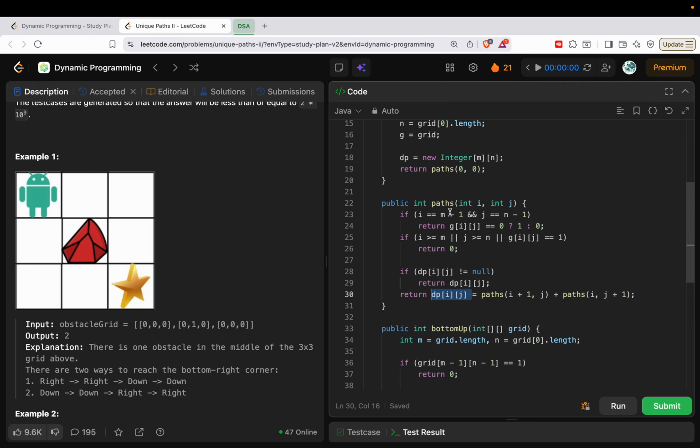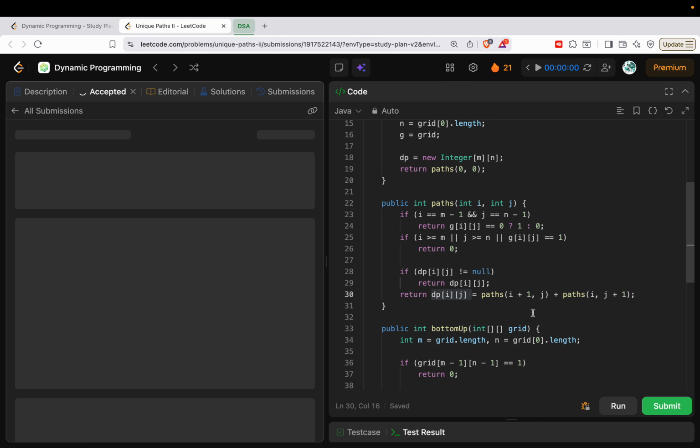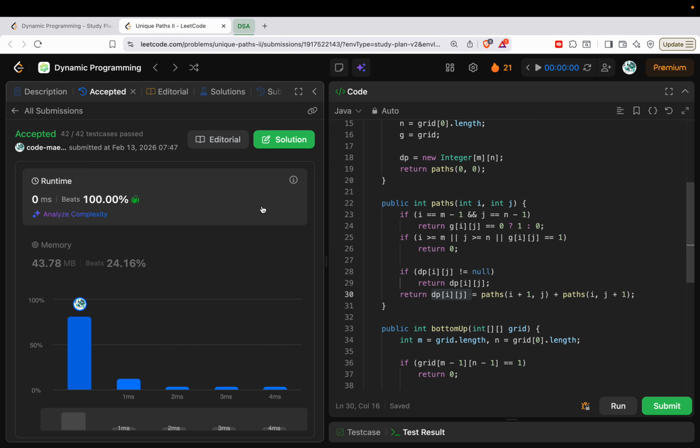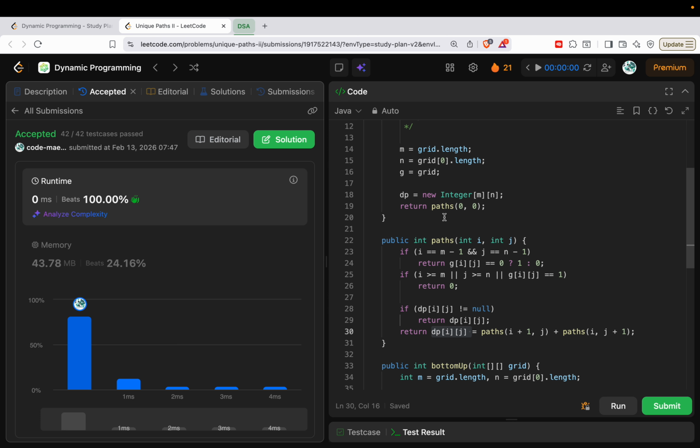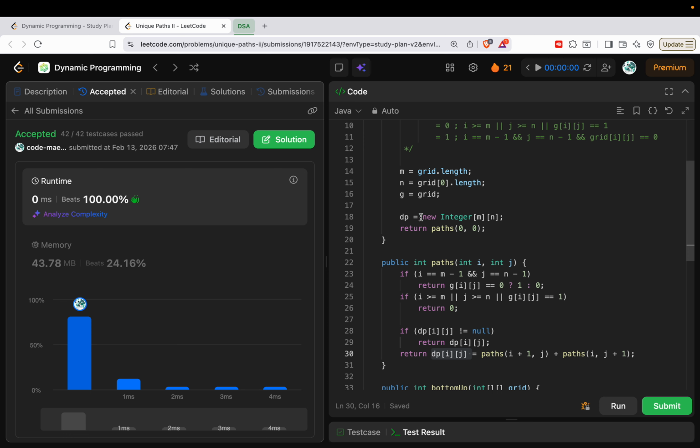If you submit this approach, all the test cases will pass and it is a pretty efficient solution as well. If you analyze the time complexity and the space complexity, the time complexity is O(m times n). The reason being, we are trying to compute all the dp states of the m by n matrix. We are filling this entire 2D dp matrix, so that is the reason we have a time complexity of O(m times n).